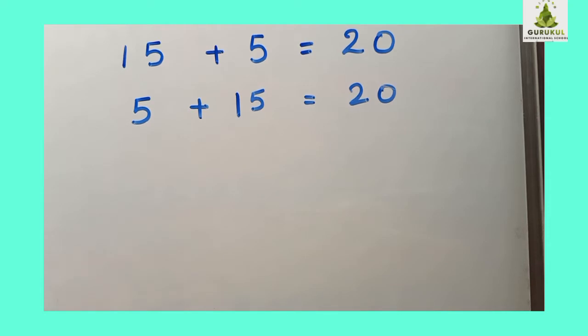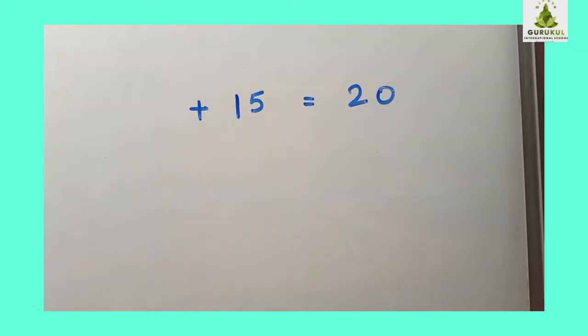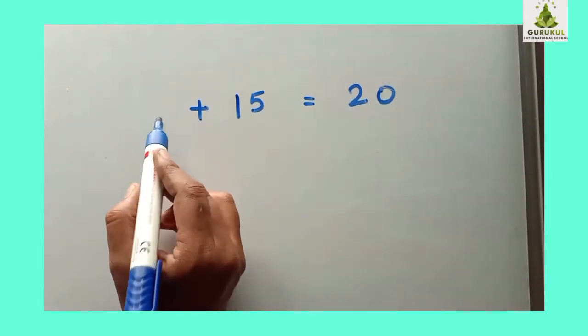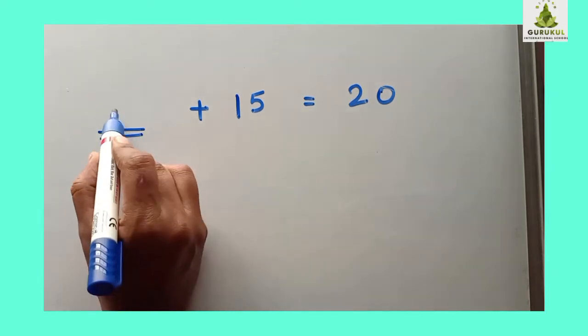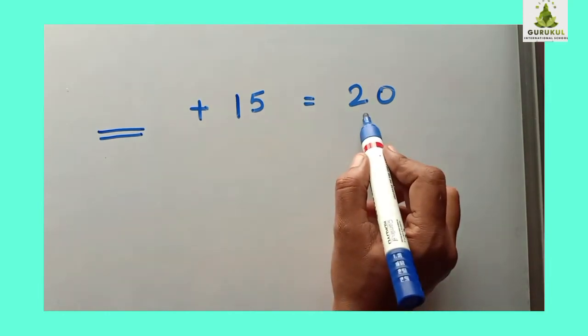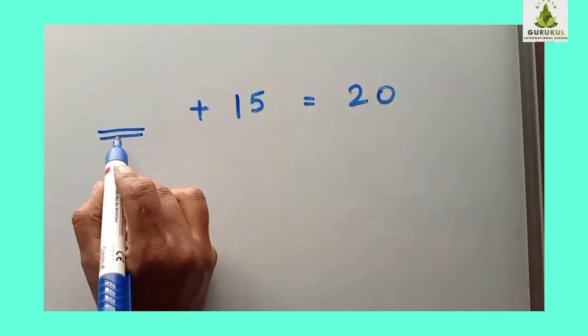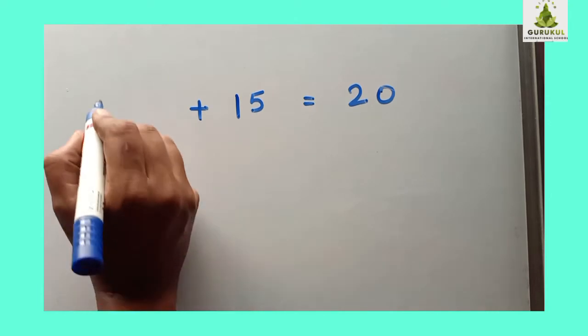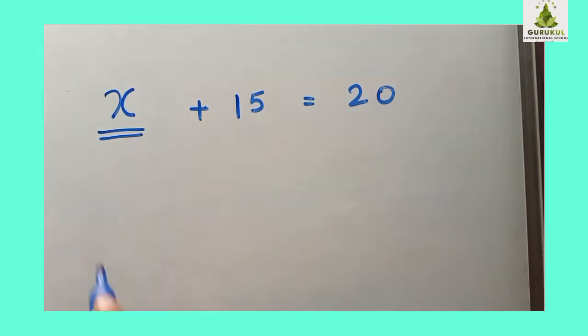I will explain how to write the variable. Suppose I don't know what is in the place of 5. I don't know which number should be added to 15 so that I get 20. I don't know this value. Now instead of that value I can take any alphabet or any letter. It can be X, Y, Z, any one alphabet you can use. Is that clear? In the place of that unknown value I am using a letter. That letter is known as a variable.